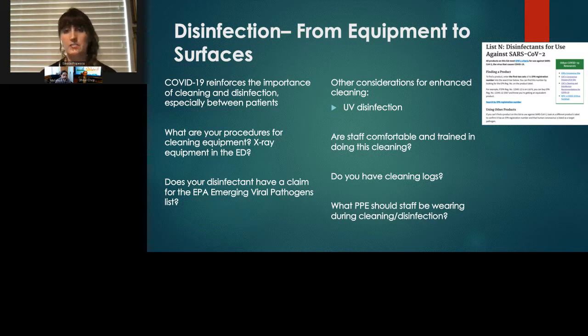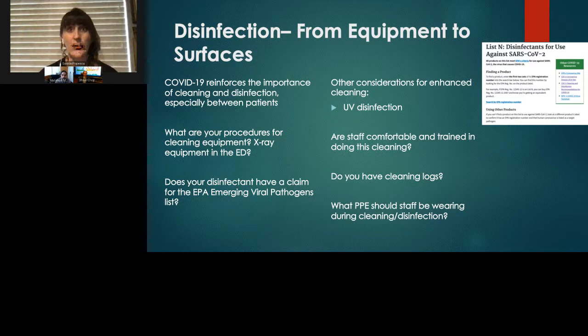Very, very easy. And I think that's the first step, because I always have questions from staff saying, is this going to stay? Because they think they need something really powerful, but that's not actually the case. You don't need to be using bleach. If you have disinfectants that are effective and have that claim, you're fine.